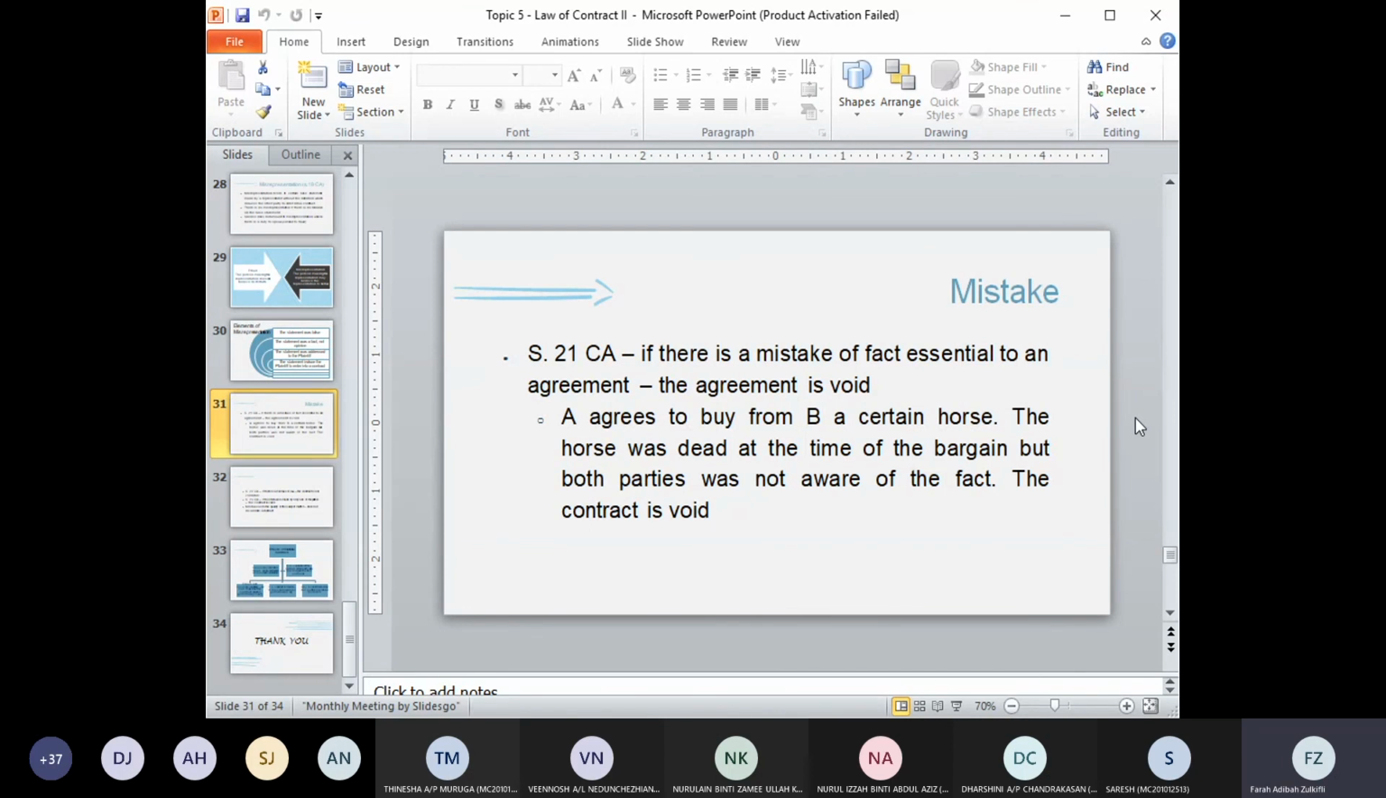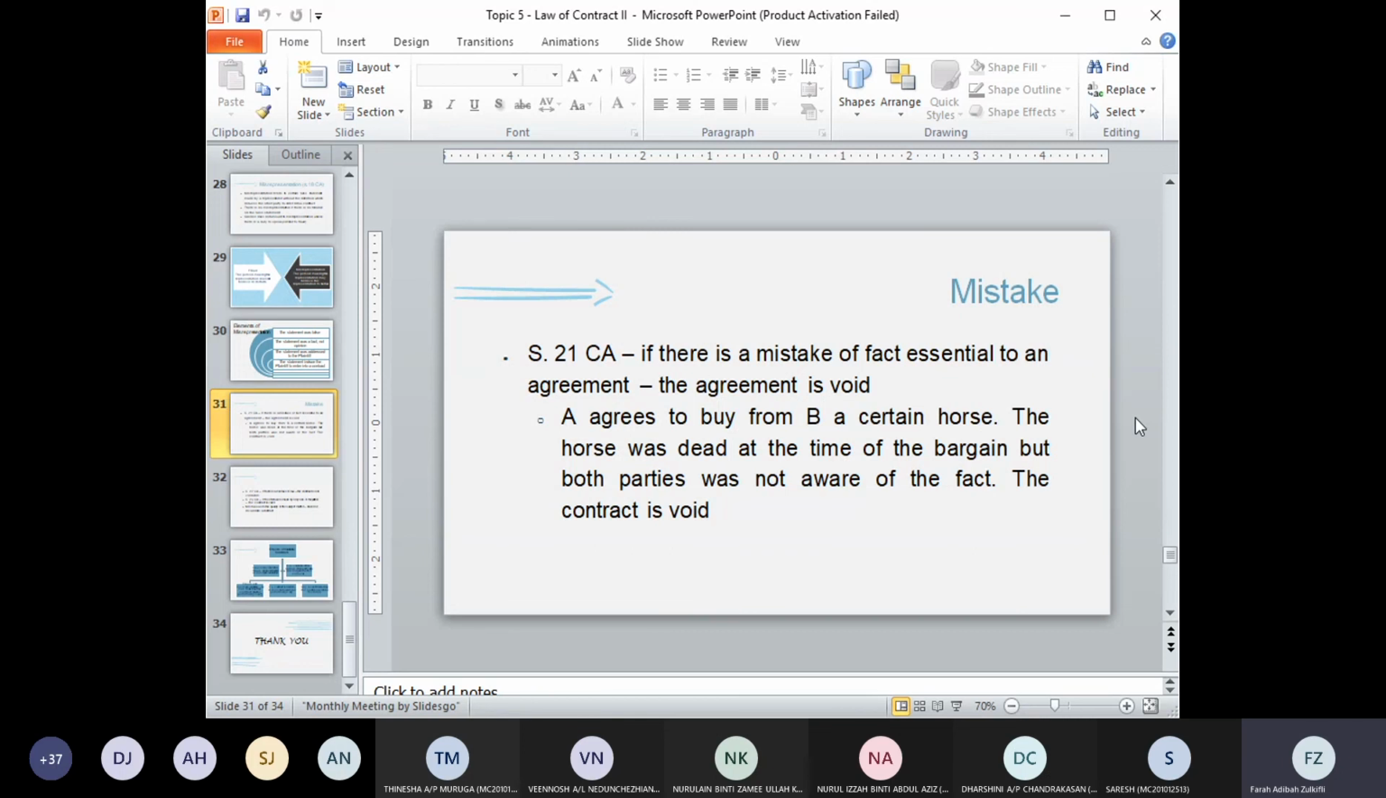For example, if A agrees to buy from B a certain horse, and the horse was dead at the time of the bargain, but both parties were not aware of the fact, the contract is void. Similarly, for example, you want to sell your car to your friend, but you don't know that actually the car is already broken.